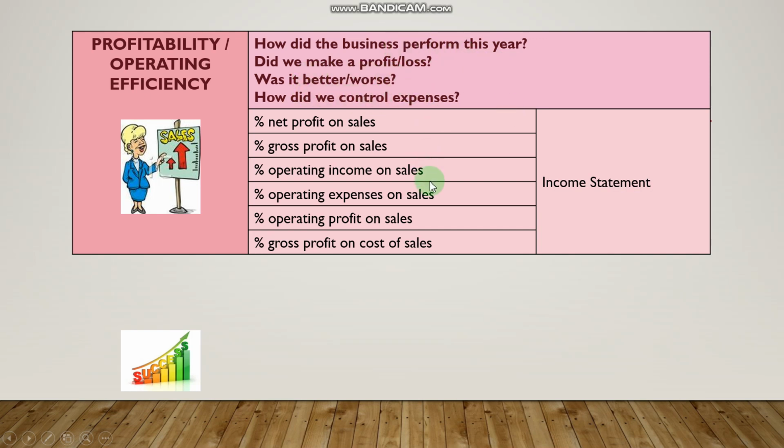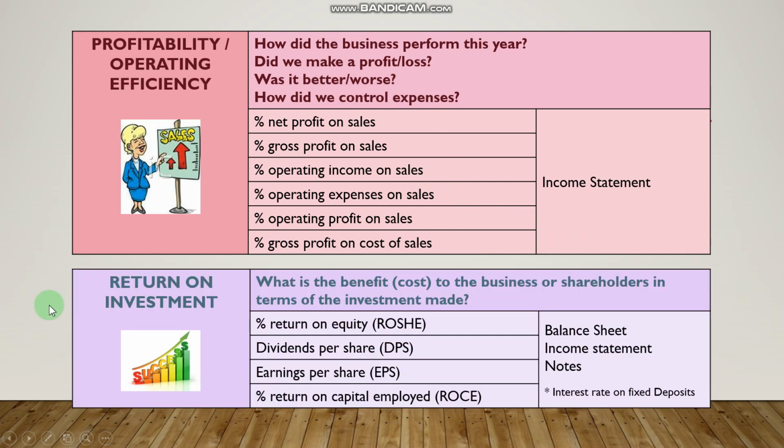It's important that we compare. Okay, so moving on to the next category, your return on investment. The question asked here is: what is the benefit or cost, being the opposite of benefit, to the business or the shareholders in terms of their investment made? Simply put, how did my investment in the business do this year? Did I do well, or did I not do that well? Or did I make a wise decision in investing my money in this business?